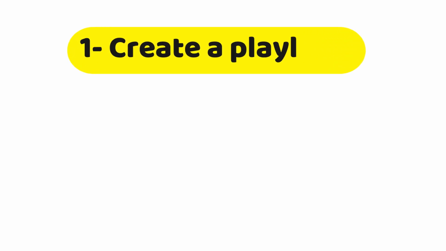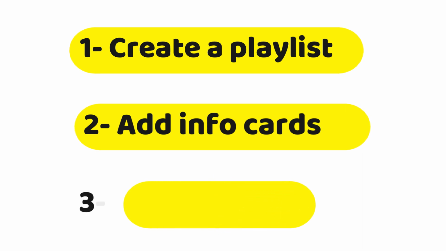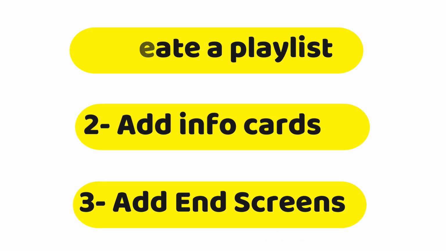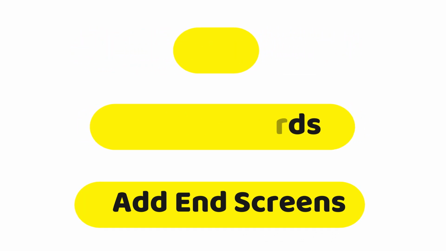The first possibility is to create a playlist of several videos, which are kind of episodes of a series, and then promote the first video. The second solution is to add in the promoted video lots of info cards to interesting videos from your channel. Of course, the third solution is to add end screens in your promoted video.